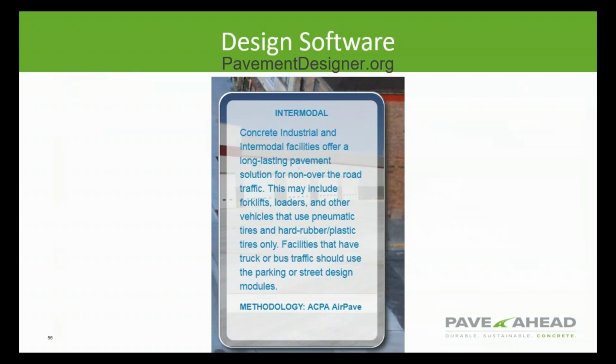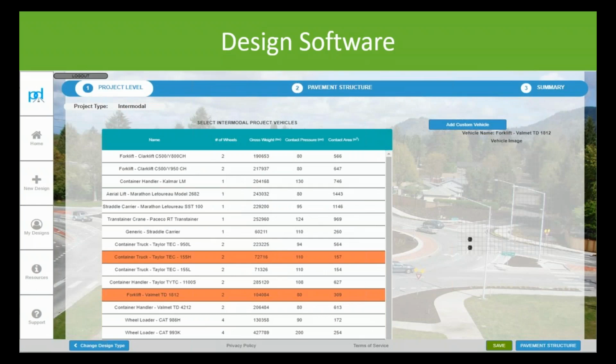So let's run through an example. The project level is the first screen that you see. There's a library of various vehicles, forklifts, container handlers, container trucks, and even front-end wheel loaders. You can choose more than one vehicle. For this example, I selected a container truck and a forklift. So then you click on the pavement structure tab in the lower right corner to proceed.